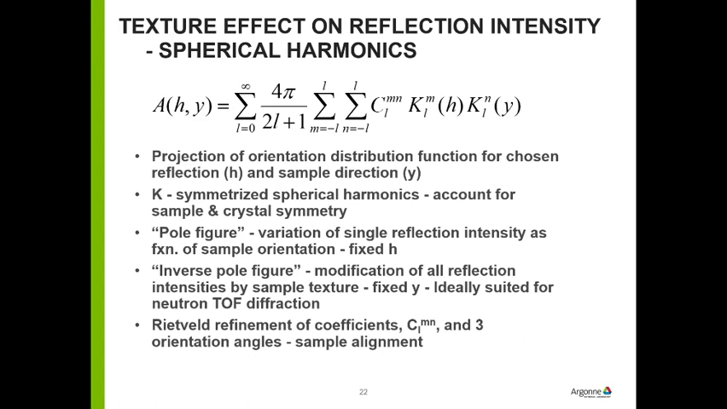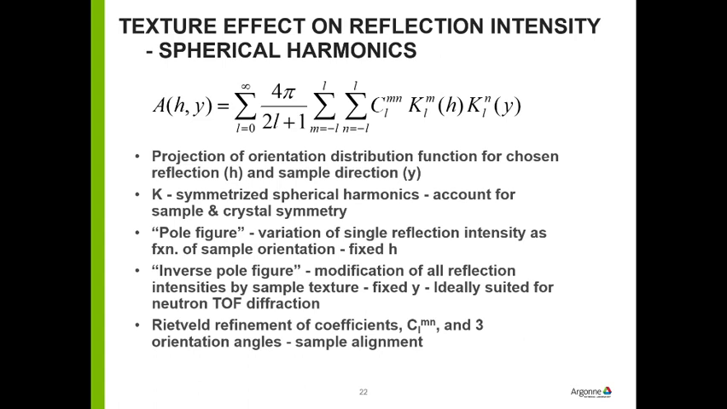A pole figure then is a projection for a particular HKL and any direction. An inverse pole figure is the other way around. It is down some direction and it's all reflections. So these are just simply two different projections of this function.